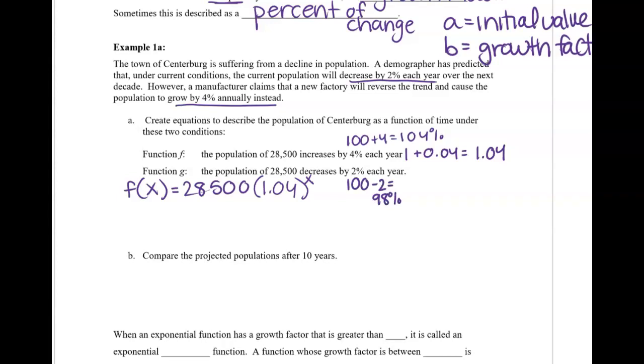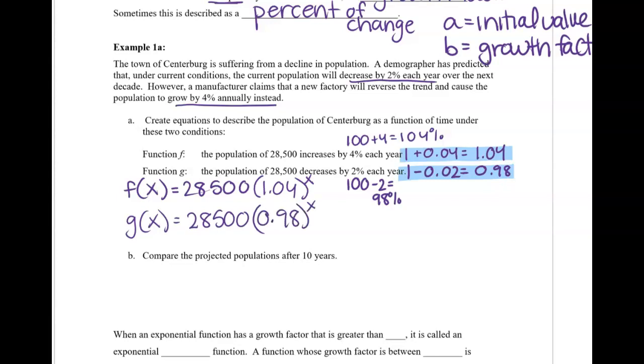But in an equation, if you multiply something by 100, that's much bigger, right? Multiply by 1, that's 100%. Let's subtract our 0.02, and we get 0.98. So what we end up using is our 1 plus 0.04 and our 1 minus 0.02. So then our g of x, we're still starting with our initial population of 28,500, but now we're going to multiply by 0.98 to the x.